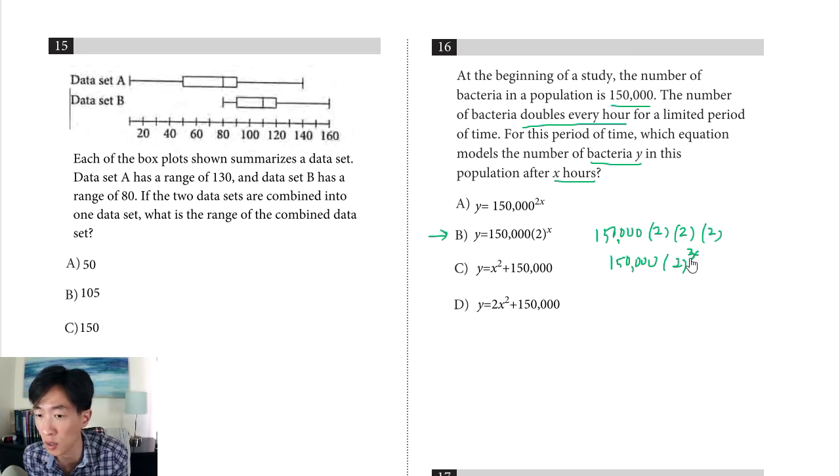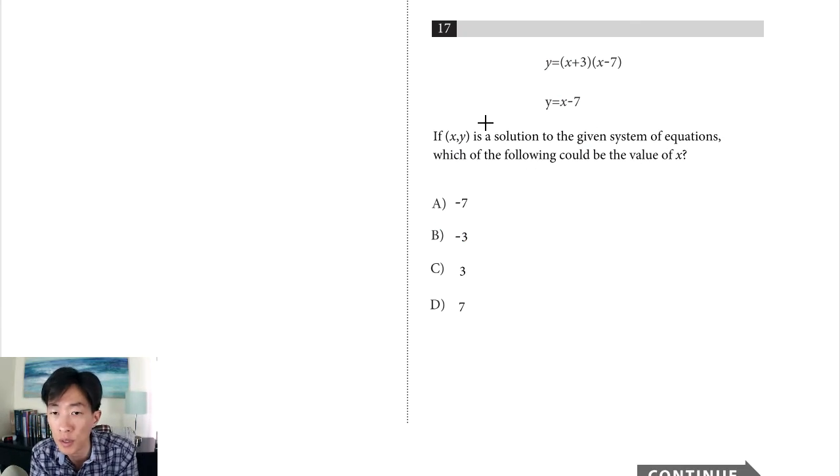And again, if you're totally confused by that, just do what I did. Take simple numbers of hours, 1 hour, 2 hours, 3 hours, and see if it makes sense. The other equations don't really follow any kind of standard form that you're ever going to see on the SAT. So I think they're really just throwing in random equations to confuse you. Question 17, we have a system of equations.